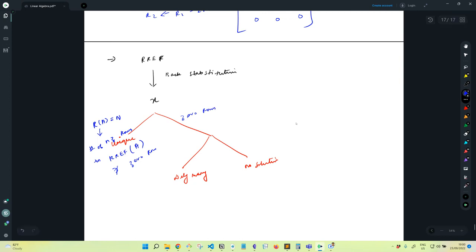If there exist zero rows, then we know that the system admits either infinitely many solutions or no solution. When will it admit infinitely many solutions? When rank of A equals rank of the augmented matrix A comma B. It will admit no solution when rank of A does not equal rank of A comma B. And further we saw that one inequality always holds: rank of A comma B is always greater than or equal to rank of A.